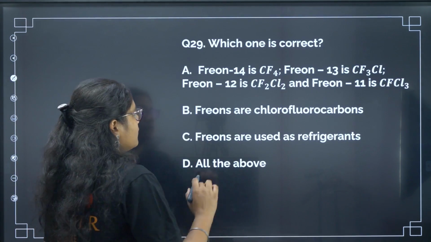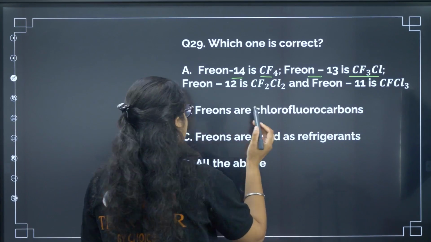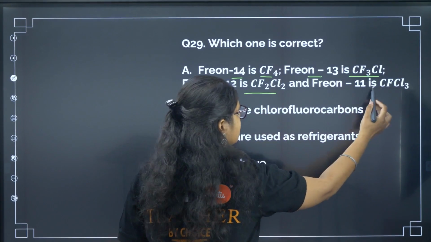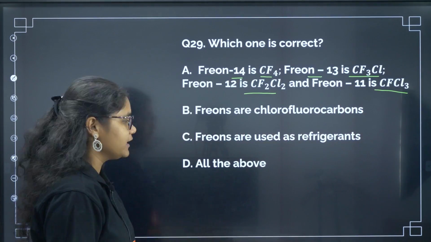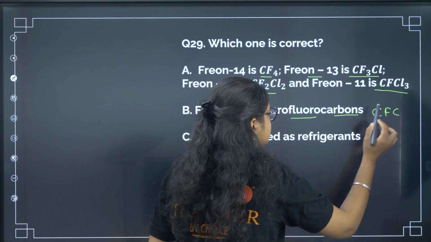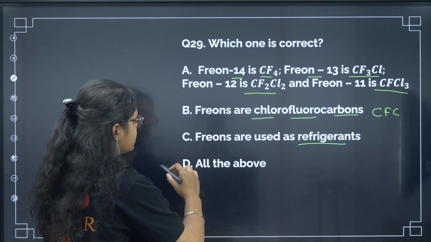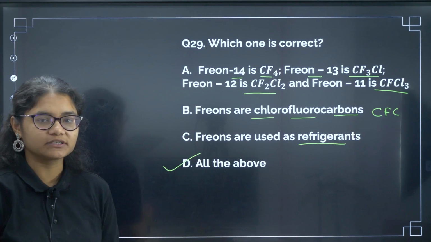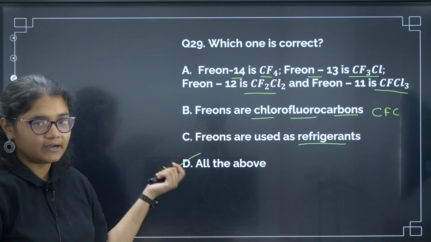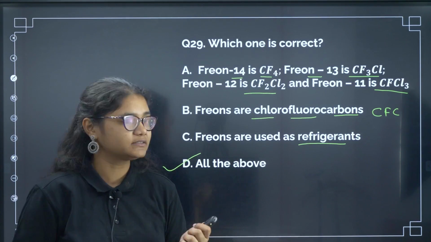Okay, next, which one is correct? Freon 14 is CF4, Freon 13 is CF3Cl, Freon 12 is CF2Cl2, and Freon 11 is CFCl3. Yes, that is correct. Freons are chlorofluorocarbons, that is your CFC, that is also correct. Freons are used as refrigerant, and this is also correct. So all the statements are correct, hence the answer is option number D. Very easy theoretical based questions. You can see from that application part also some questions can be asked.